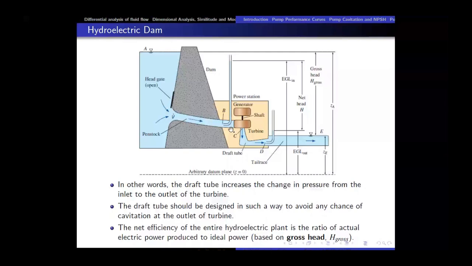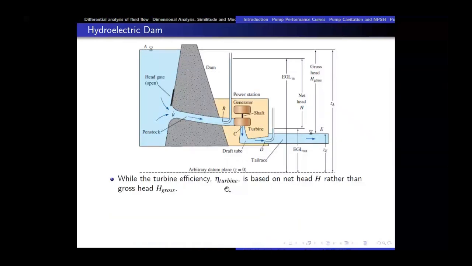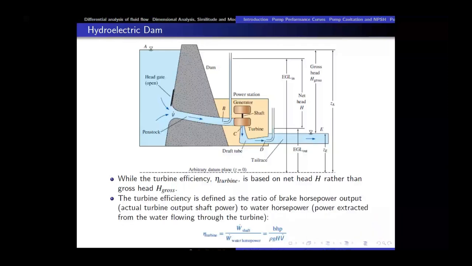The turbine efficiency is the brake horsepower divided by the water horsepower. Water horsepower is the maximum energy available, but brake horsepower is the power which we collect at the shaft connected to the generator. So brake horsepower would always be less than the horsepower which can be provided by the water, because there are frictional losses. That's why the net head would always be less than the gross head.